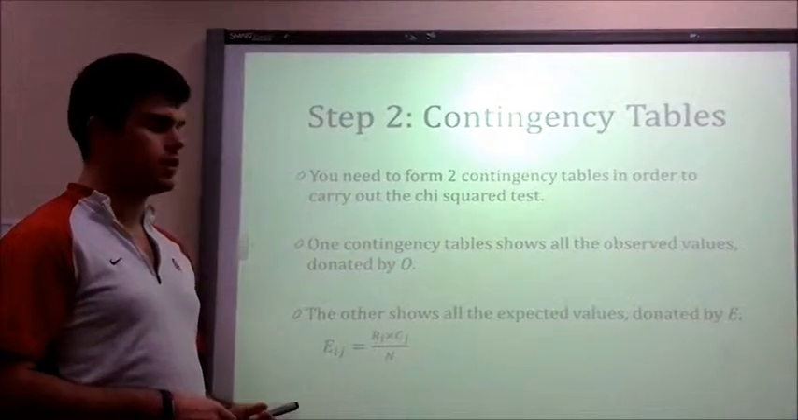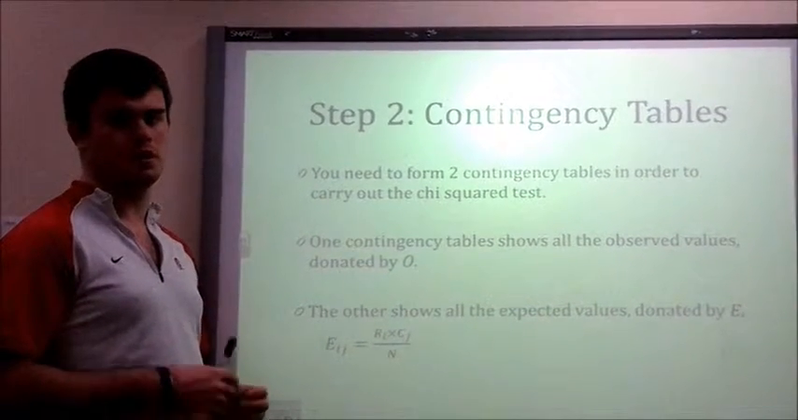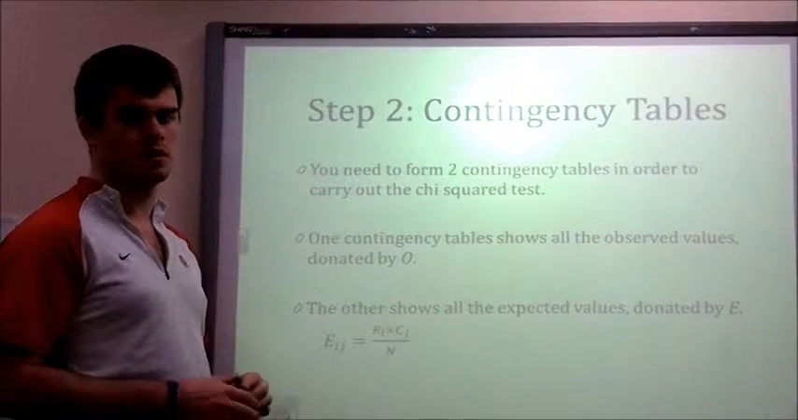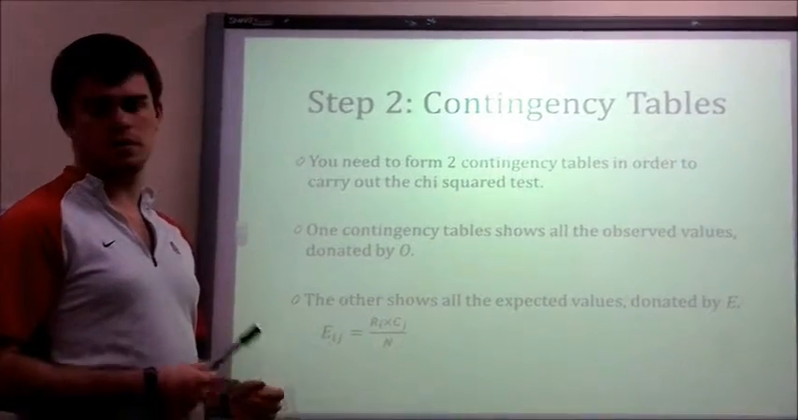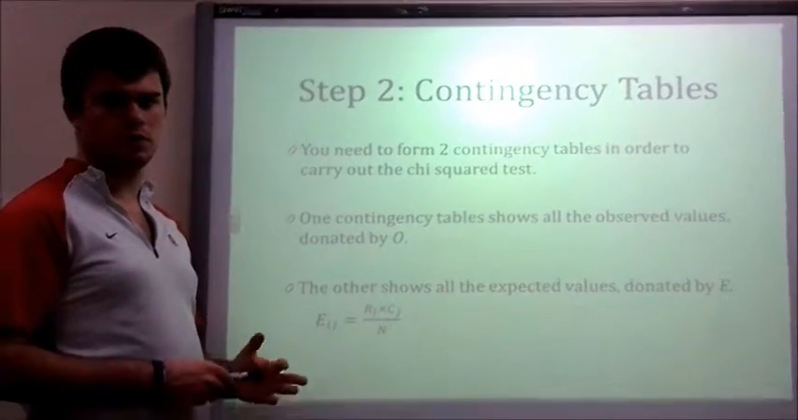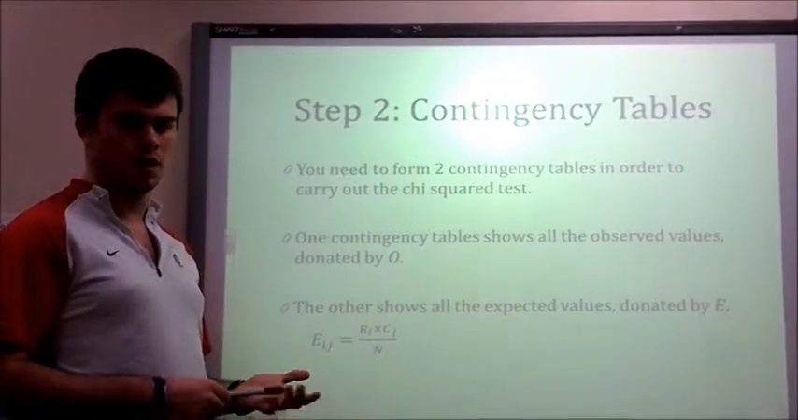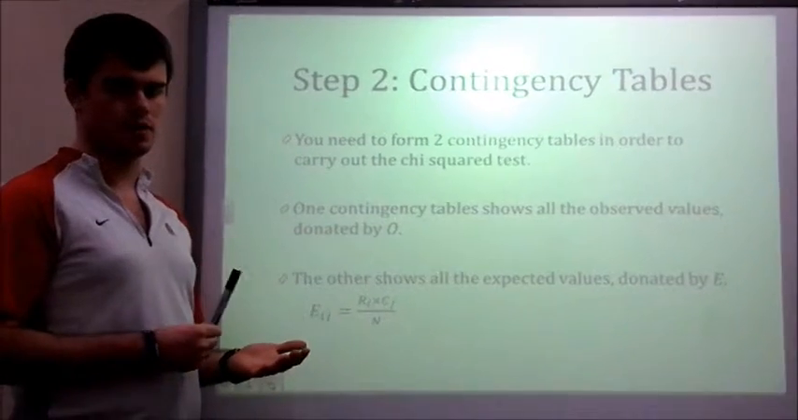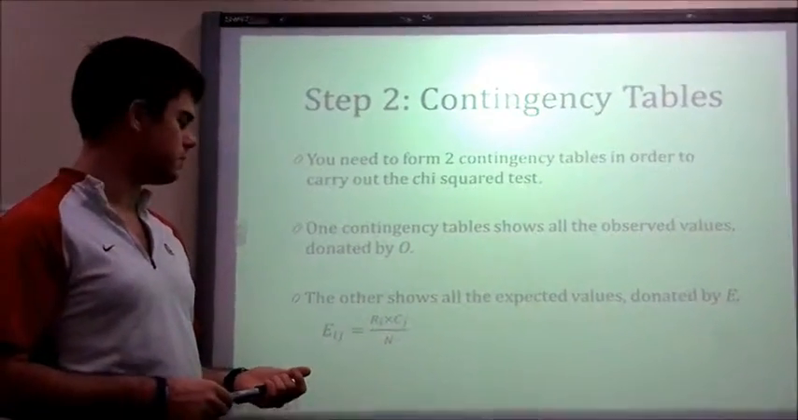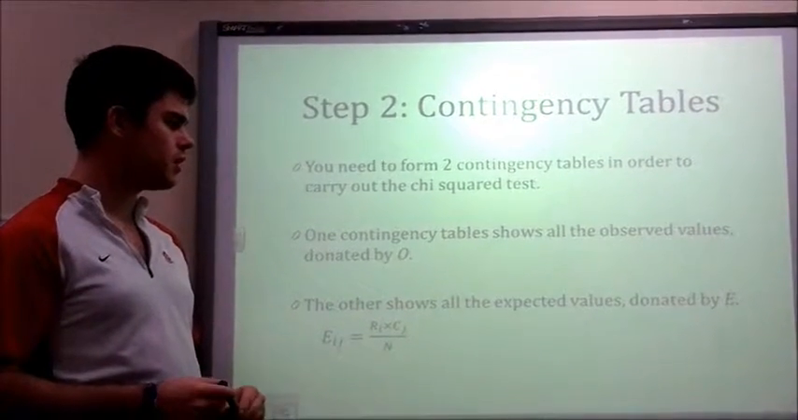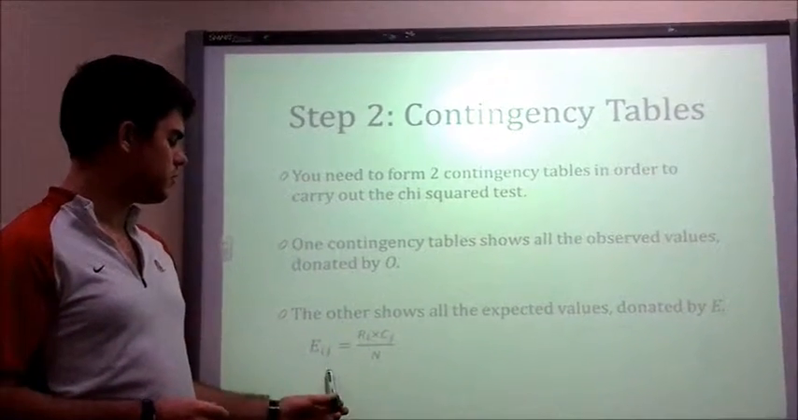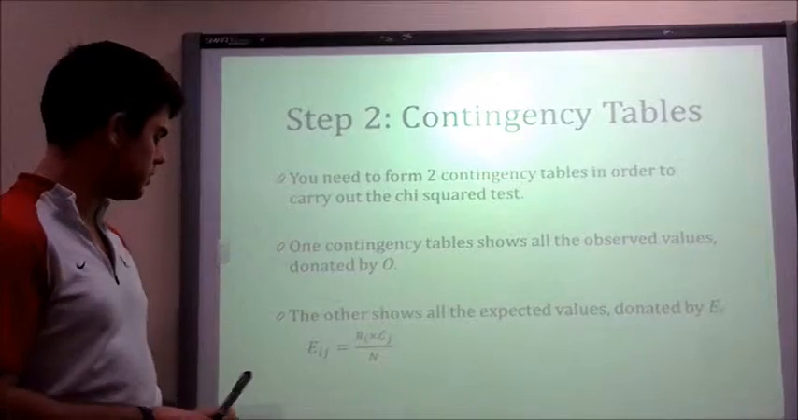Step 2. Contingency tables. You need 2 contingency tables in order to form your chi-squared test statistic. One contingency table shows the observed values. This is just how many times a certain event happened in the experiment. The other shows all the expected values, which is given by this calculation here.